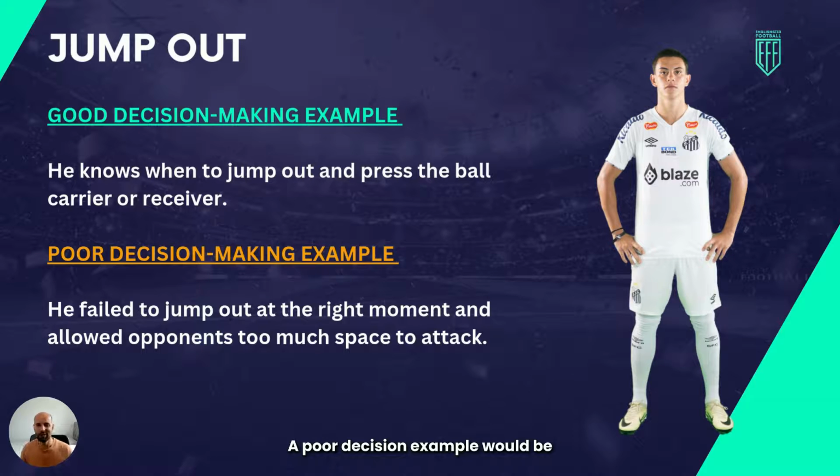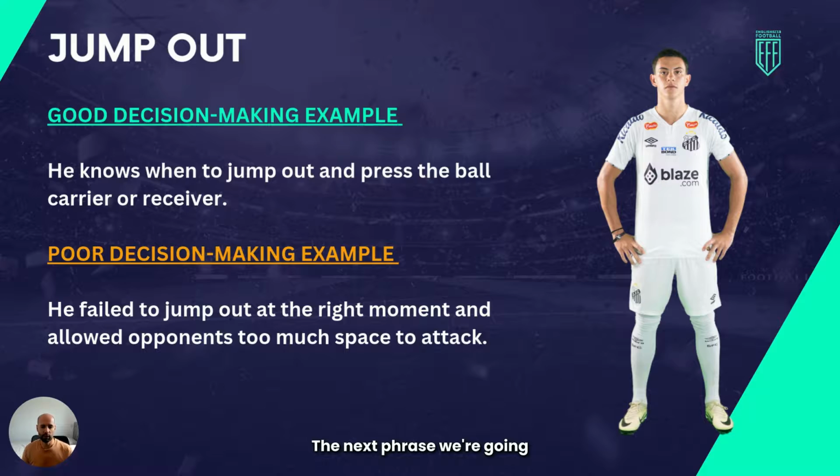A poor decision example would be he failed to jump out at the right moment and allowed opponents too much space to attack. So if he jumps out too late, too early, or doesn't at all, then you can use this phrase, and you'll know it because they'll just allow the offensive players too much space. The ball carrier is able to come too far forward, or the winger has a lot of space in behind.